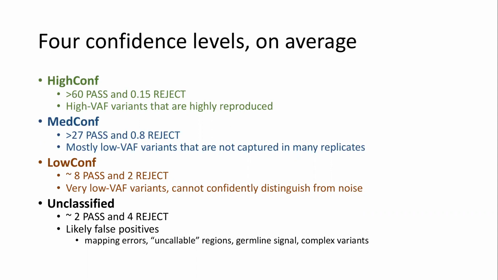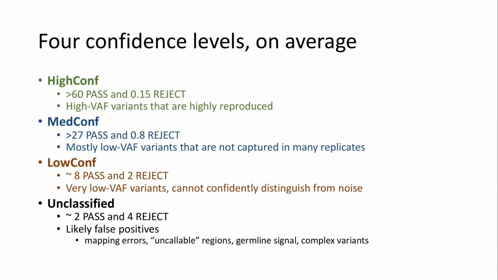For low confidence mutations, it's more challenging, and I would say impossible to resolve. Their allele frequency tends to be around 2%, 3%, or even lower. And on average, if you look at the SomaticSeq classifications, it's about 8 pass samples versus 2 reject. So here the ratio is about 4-to-1. You still have, right?